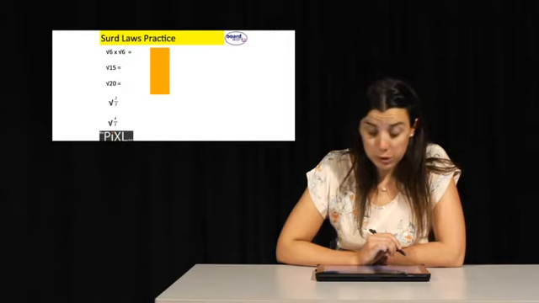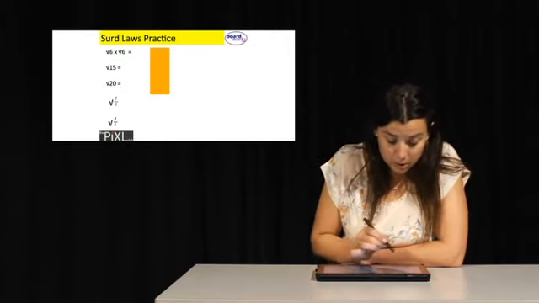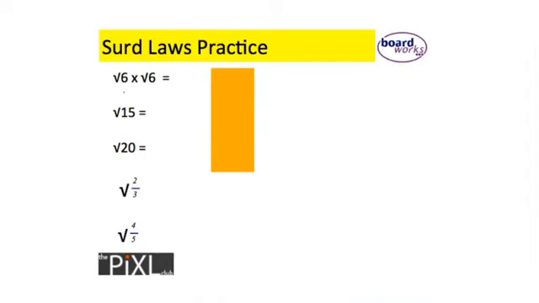So our first one, the square root of 6 multiplied by the square root of 6. Both of the numbers are the same. So this is our rule here, where we have the square root of a multiplied by the square root of a. So our answer is simply 6.